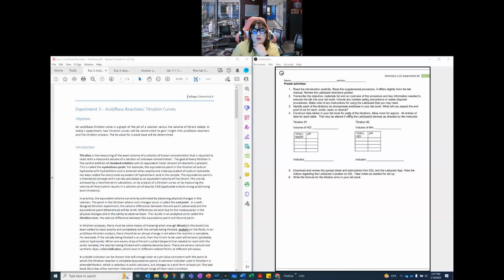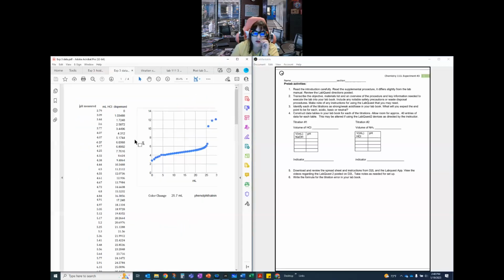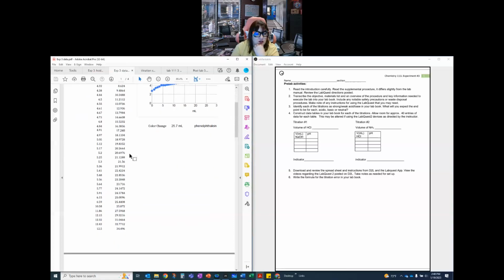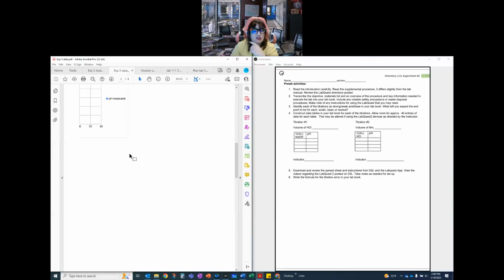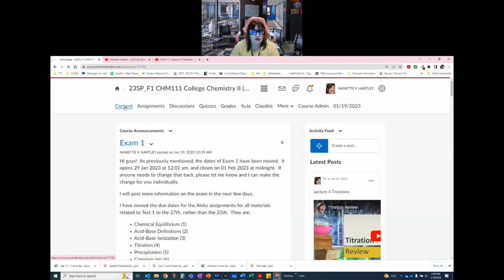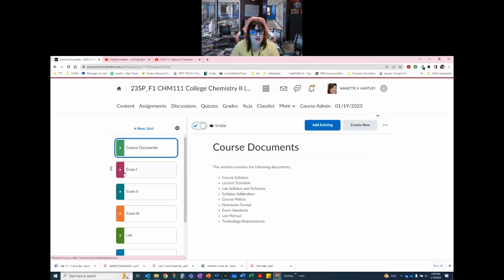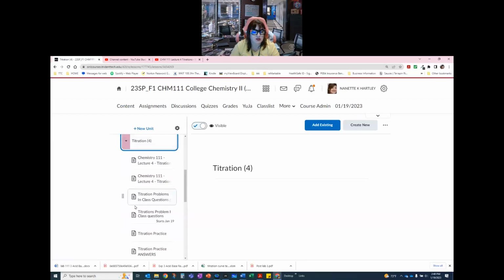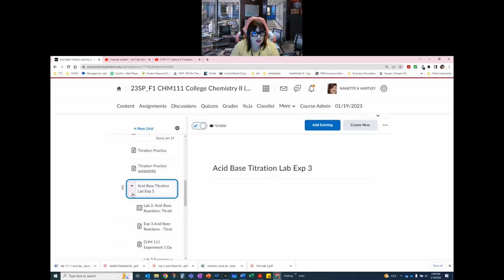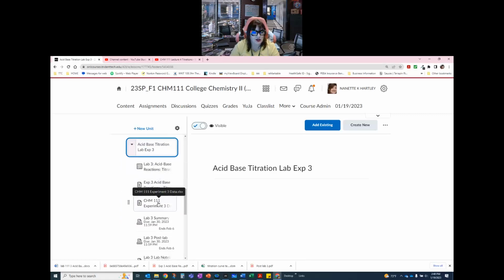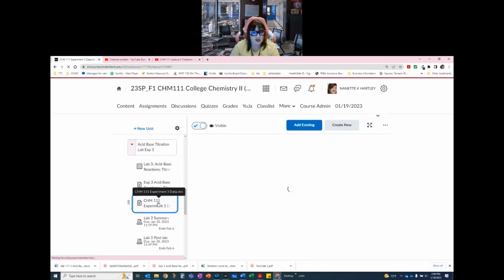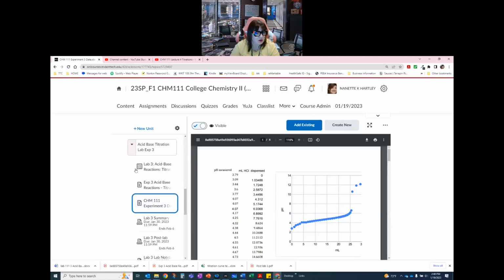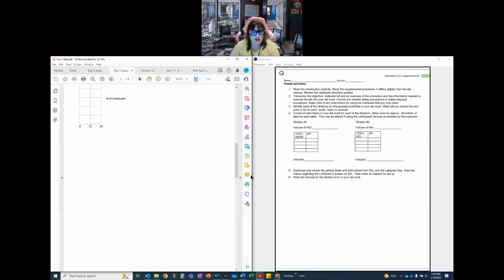So your pre-lab needs to include all of the tables that are here. Now, those tables will need to include all of the data that you see in this data sheet. Okay, so this data sheet can be found in D2L, Content, Exam 1, Titrations, go down to the acid-base titration lab. And you'll see that this right here says Experiment 3 data. So that's the information that needs to get put into your lab notebook. So that's all of this data that needs to go in there.